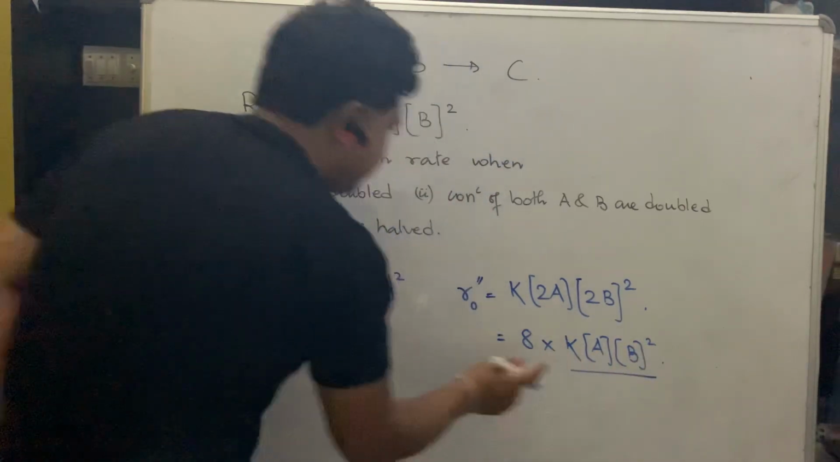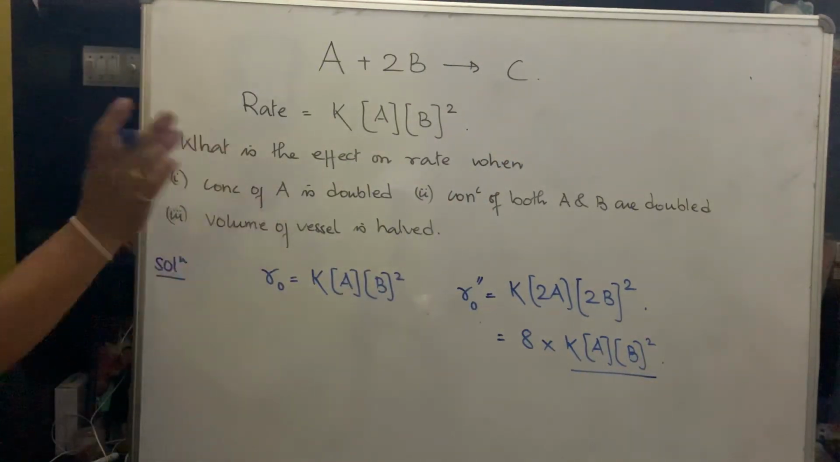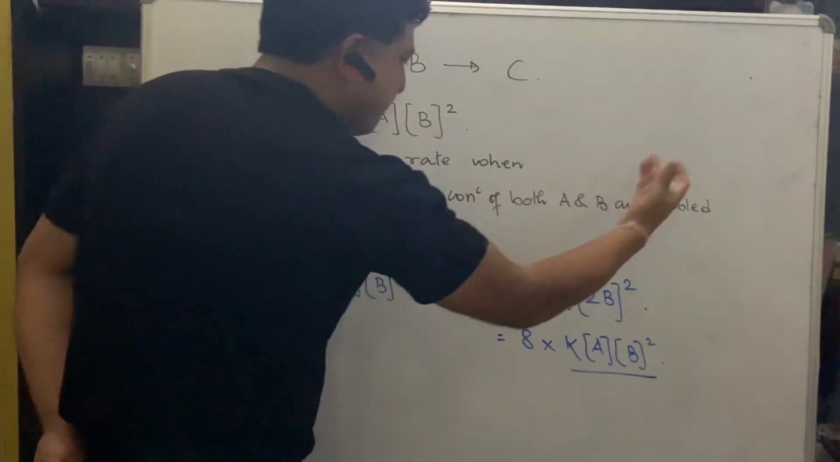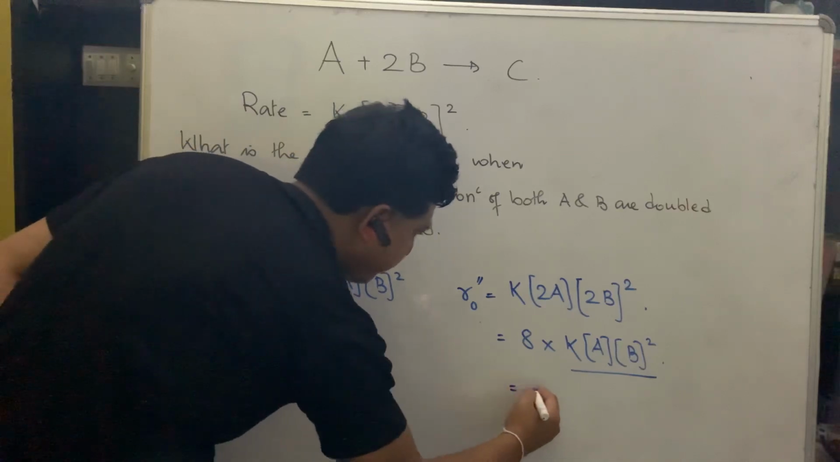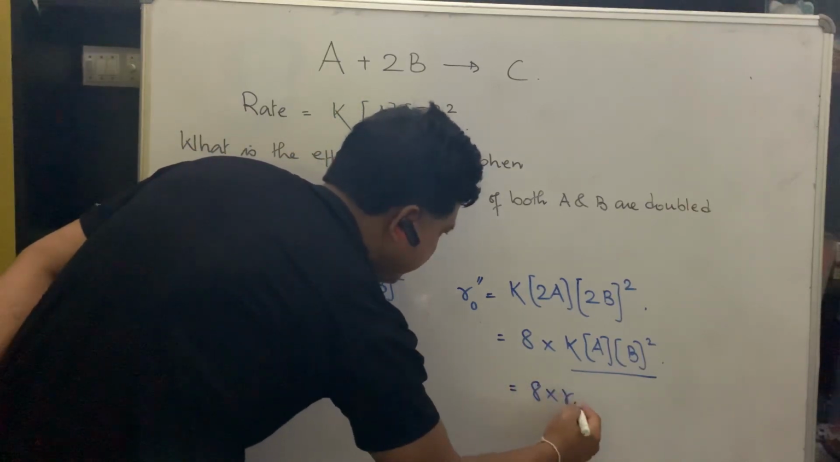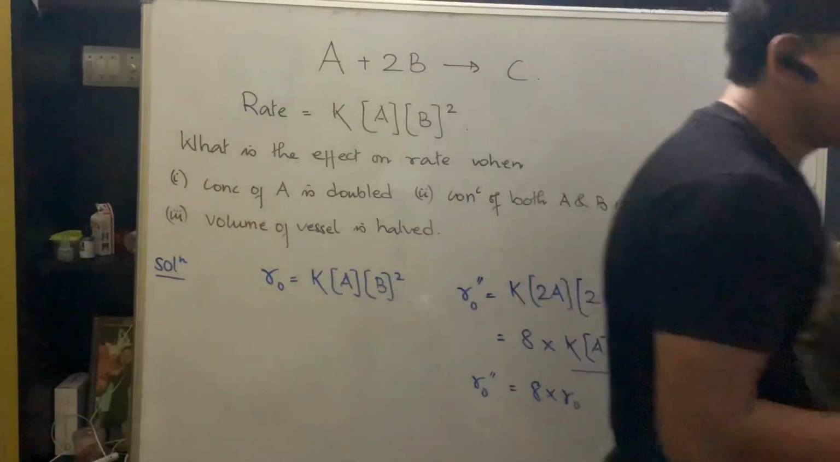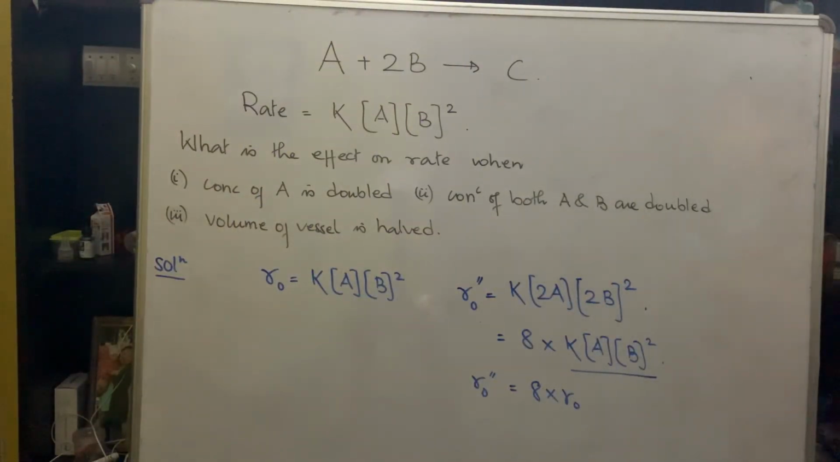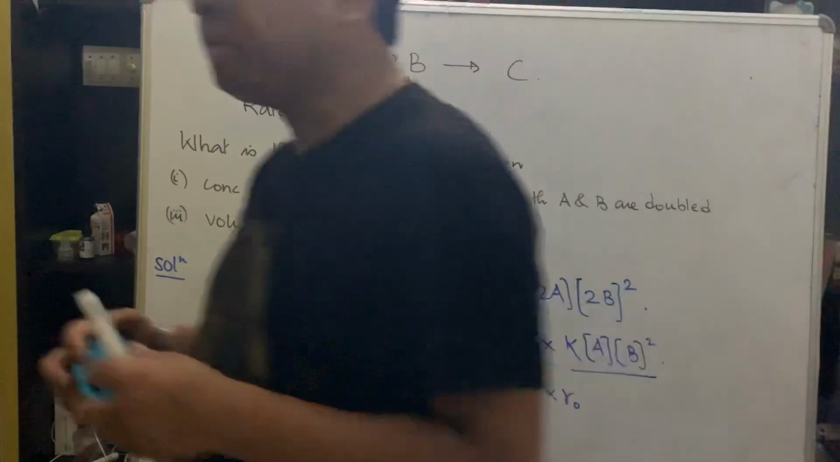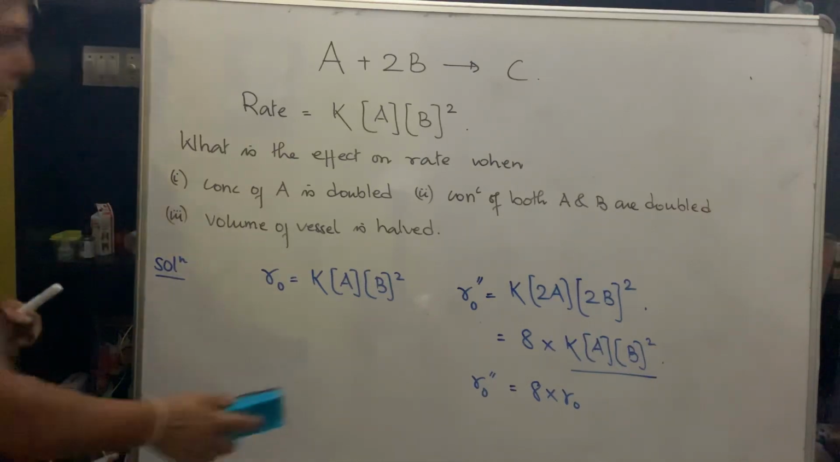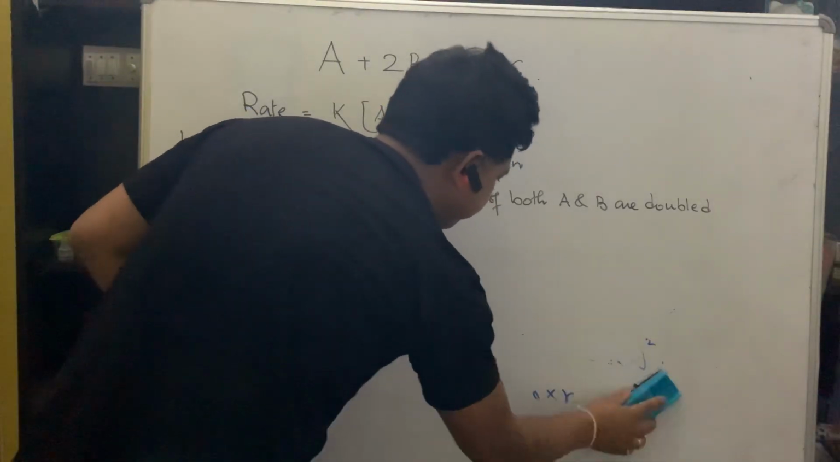Again, what is this? This is the initial rate. So if the concentration of both A and B are doubled, the rate of the reaction increases by 8 times. So this is how you solve this type of question. Now let us move towards the last question, where the volume of the vessel is halved.